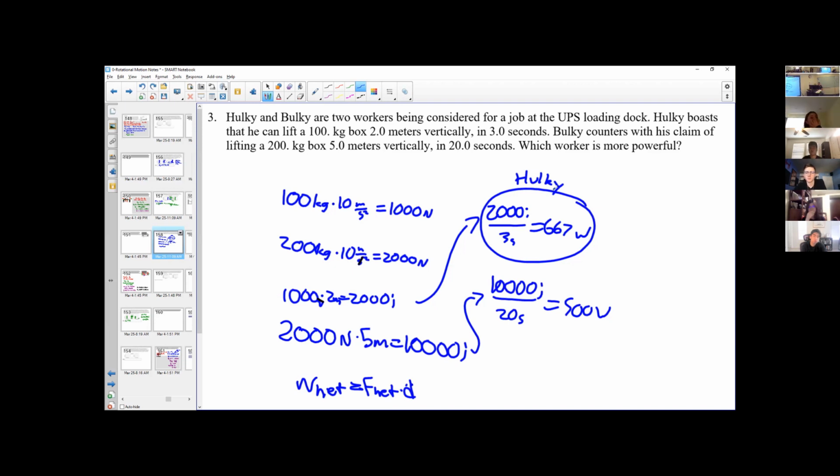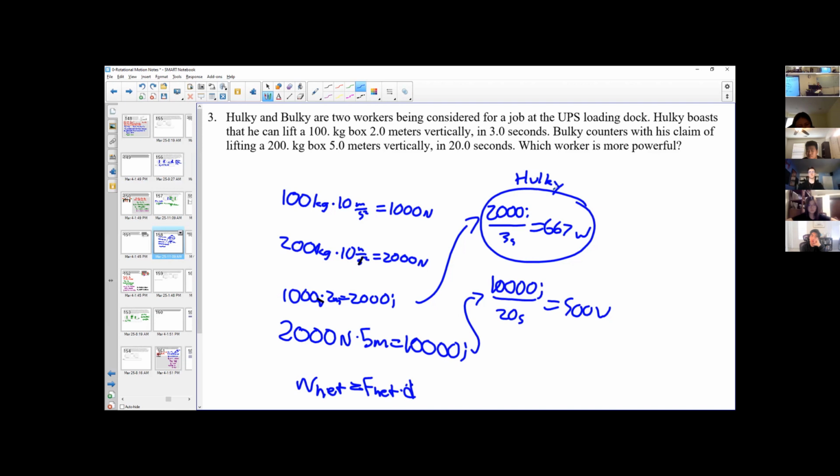So who did more work? Bulky would. Yeah, Bulky did, because he produced the most amount of joules. Bulky did 5 times the amount of work, but he was so slow, he didn't have as much of a power rating. Hulky did 5 times less work, but so fast that it required a lot of power.